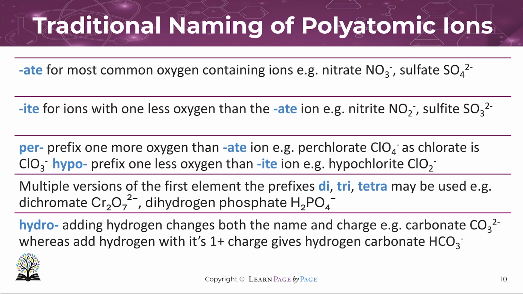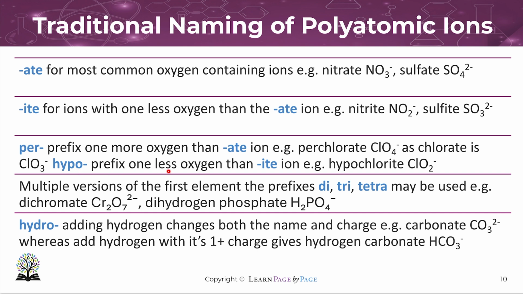Per will be used as a prefix for 1 more oxygen than the ATE ion. For example, perchlorate, ClO4 1-. Chlorate is the common one, and that is ClO3 1-, but 1 more than the common form, you add per as the prefix. Hypo, now it becomes even more confusing.